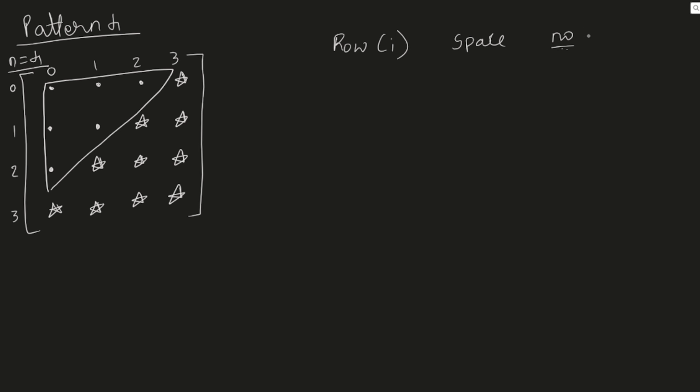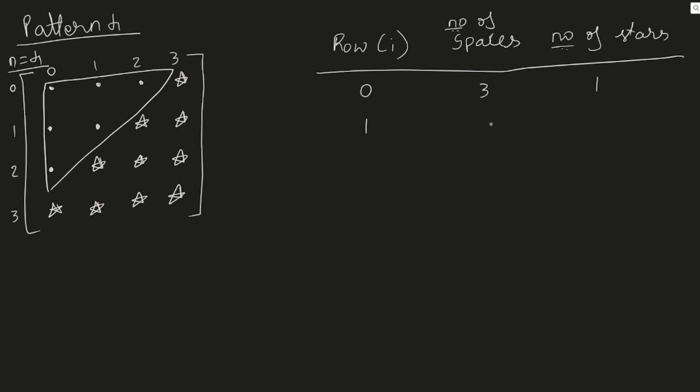And then number of stars. You can also mention this as number of spaces. For row 0, we have 3 spaces, 1 star. For row 1, 2 spaces, 2 stars. For row 2, 1 space, 3 stars. For row 3, 0 spaces and 4 stars. We are done with the table.